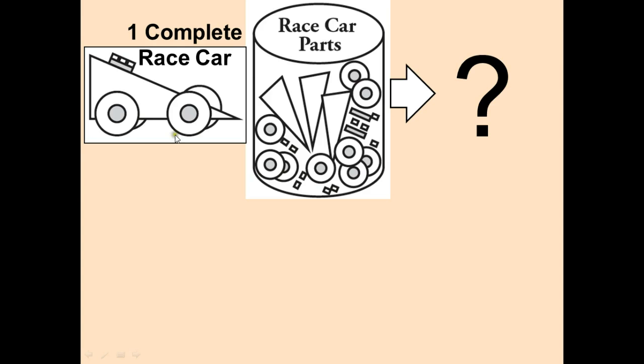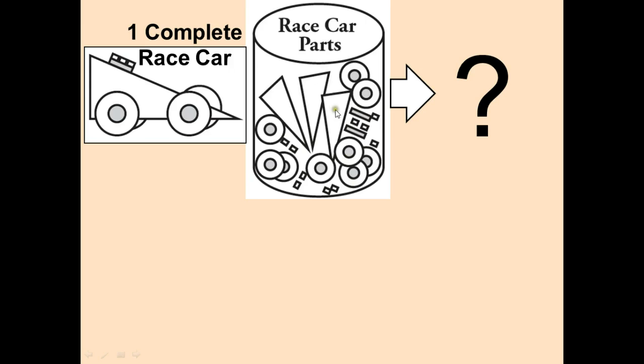Here we have one completed race car, and notice that each one has four wheels, one body, which is a triangle, one engine, which is this little gray rectangle, and three pistons, which are represented by these small rectangles. Then we have all these parts. The question is, how many cars can we make from all these parts? So we start looking.